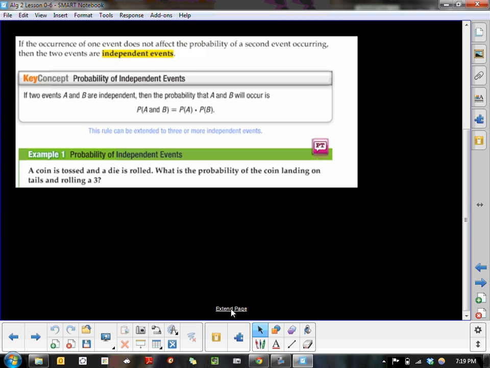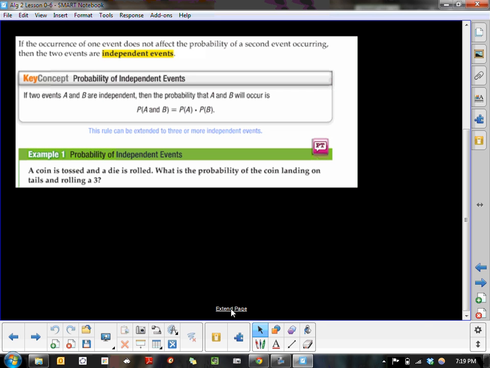A coin is tossed and a die is rolled. What is the probability that the coin lands on tails and the die rolls and lands on a 3? So, first thing we want to do is think about the word independent. If we flip a coin and then we roll a die, those two things are completely independent of each other. If I roll a head on the coin, it makes no impact on what's going to happen on the die. They're completely disjoint from each other. So we're definitely talking about independent events.